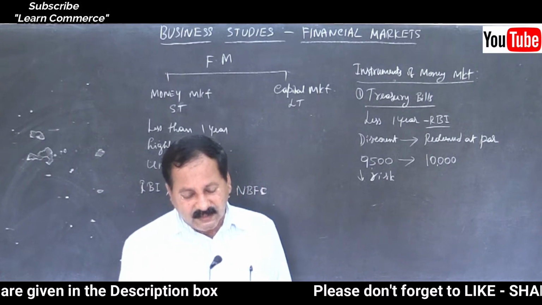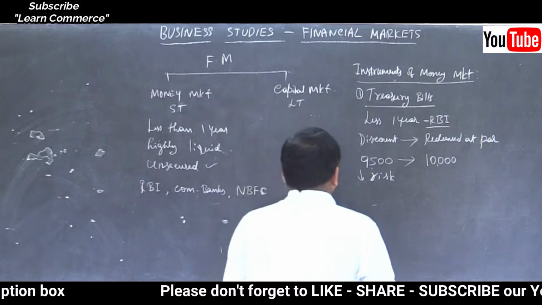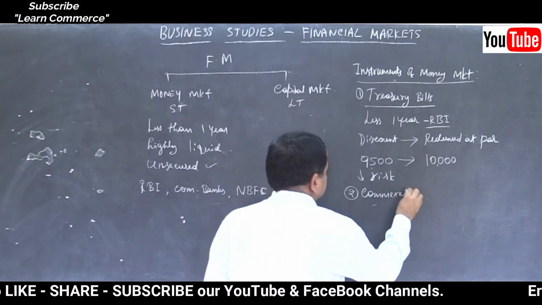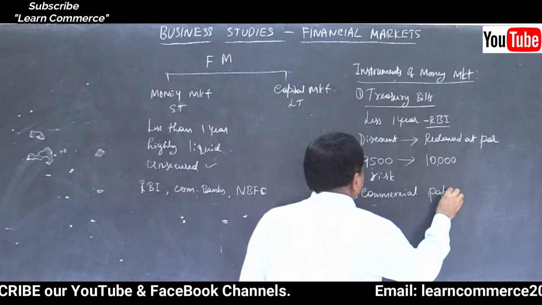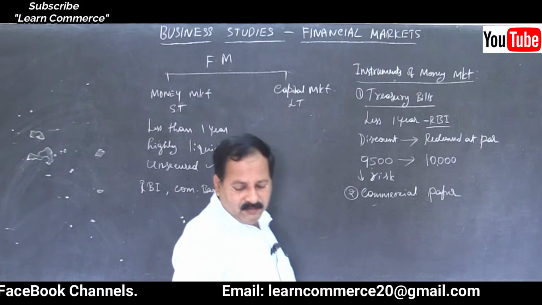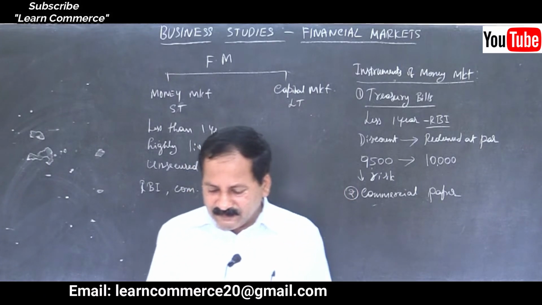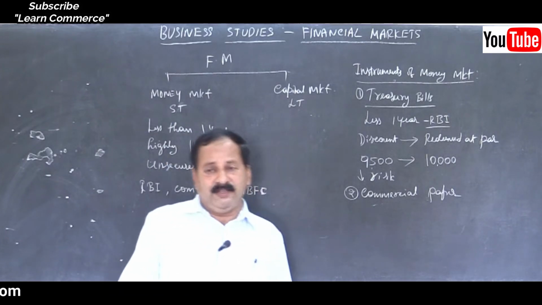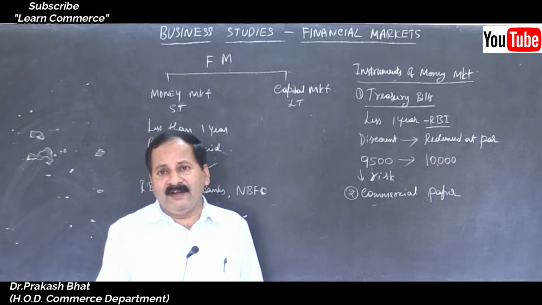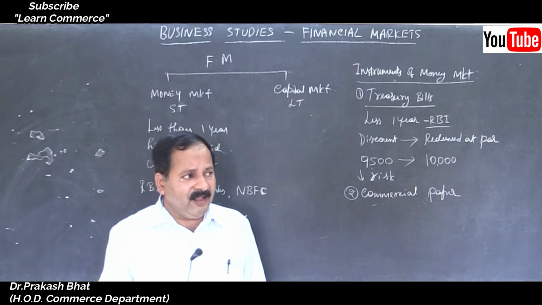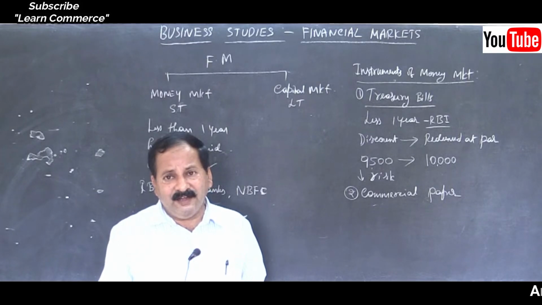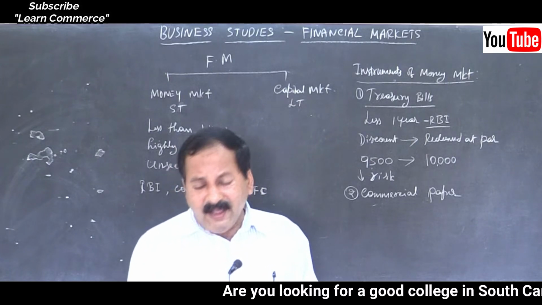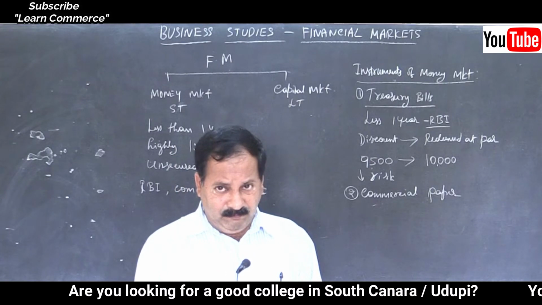The second one is commercial paper. Commercial papers are issued for a term from 15 days to 1 year, not more than 1 year. The instrument has a maturity term of less than 1 year but more than 15 days. And they are issued by large and credit-worthy companies.